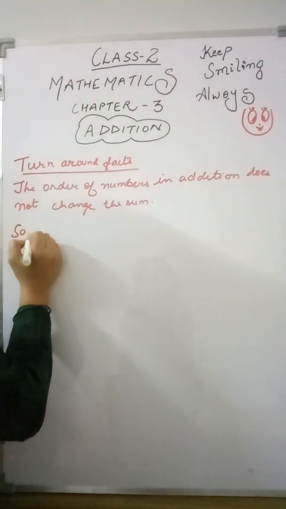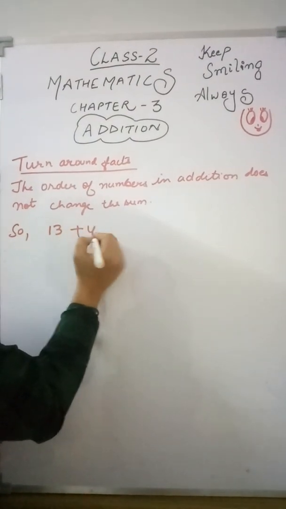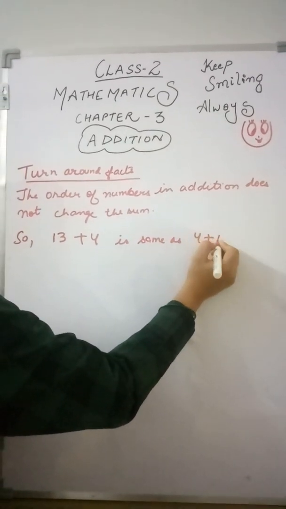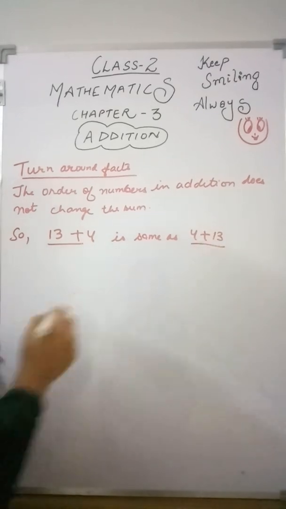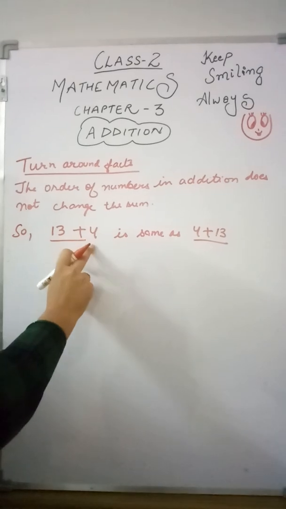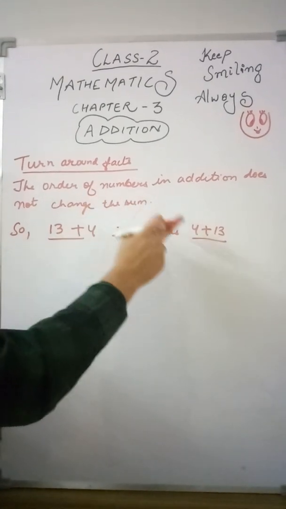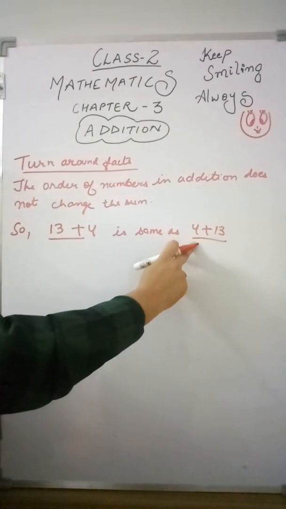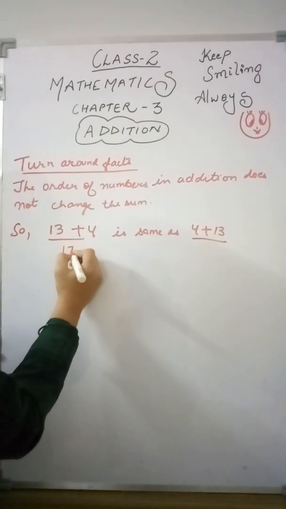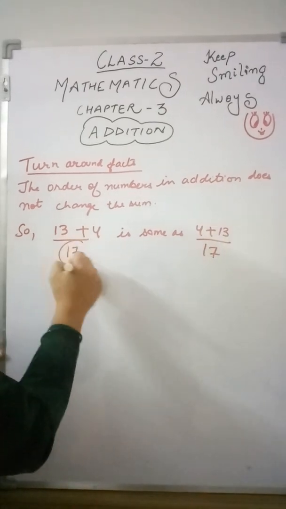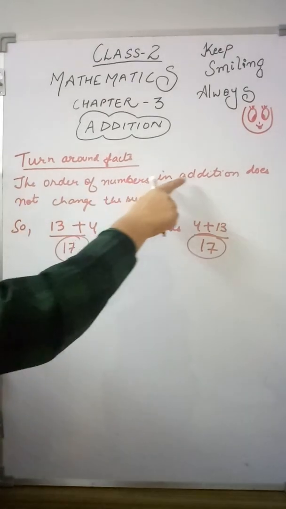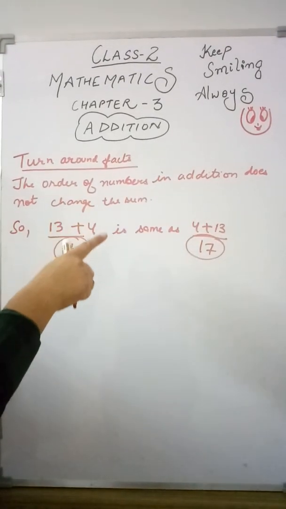So I can write like this: 13 plus 4 is the same as 4 plus 13. Here what you observe, student, I have changed the order. Here 13 is on first position and 4 is on second position, but I changed the order of numbers. Now 4 comes on first place and 13 is on second place, but you can easily see in both the cases the answer is 17. So this is the turnaround fact: the order of numbers in addition does not change the sum.